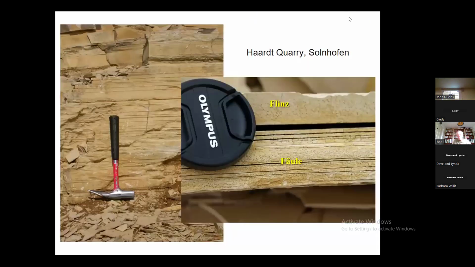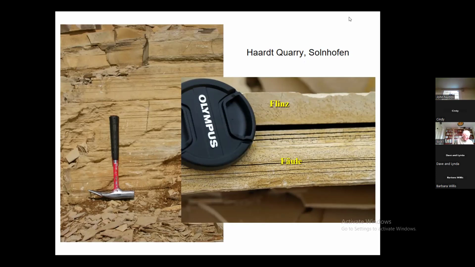So before I talk more about Solnhofen, I need to say just a little bit about the lithology and the paleogeography. So we're now back to Solnhofen. Some of you have been to the quarries here, and will remember that there are two distinct facies. The flinz, which are these thicker beds, are very, very fine grained and very pure, 95 to 98% calcium carbonate. Pure limestone, very hard porcelainous limestones.